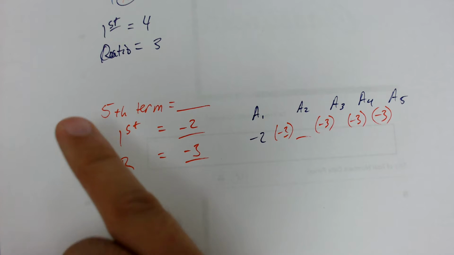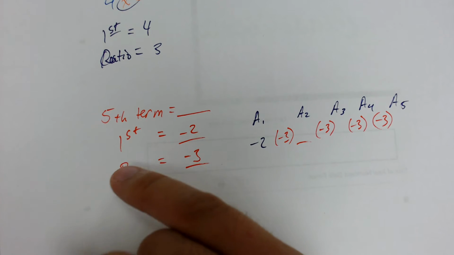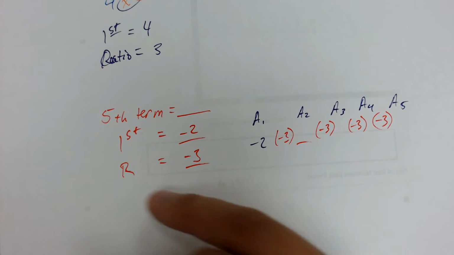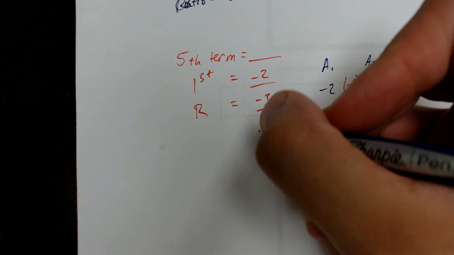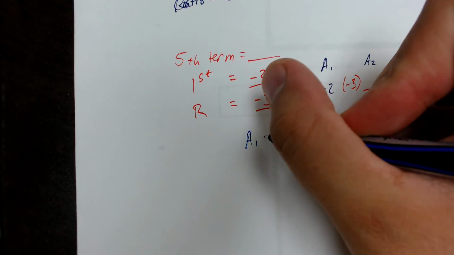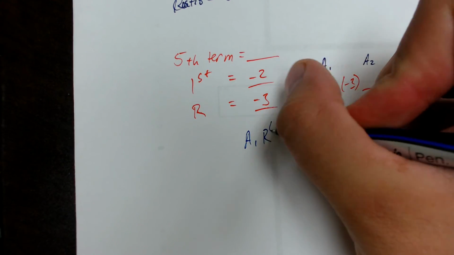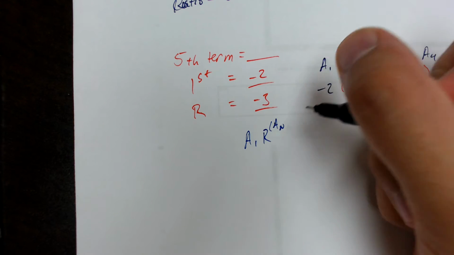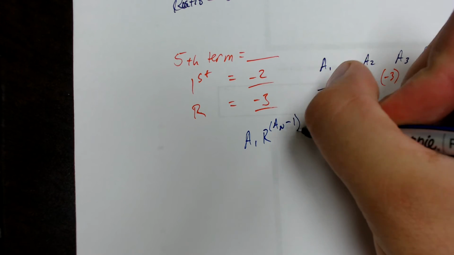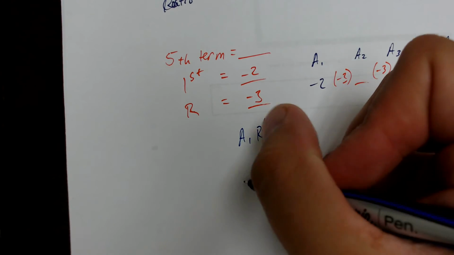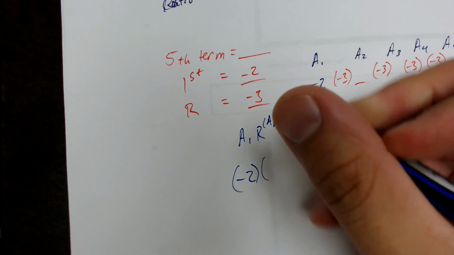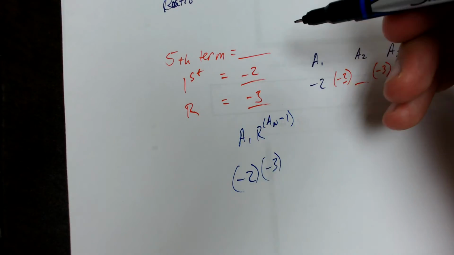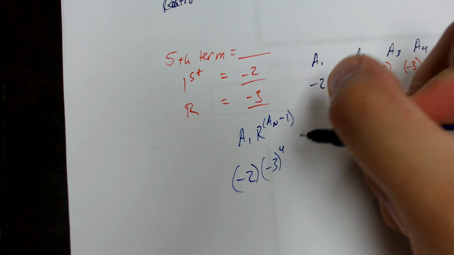So whatever term you're looking for, you take your common ratio and raise that to the exponent of that term minus 1. The fast way to solve this using the equation is we would take A sub 1 times r to the power of n minus 1, where n is whatever term you're at. So to fill this in, A sub 1 is negative 2, r is negative 3, your common ratio, and the exponent would be the fifth term minus 1, or 5 minus 1, which would be 4.